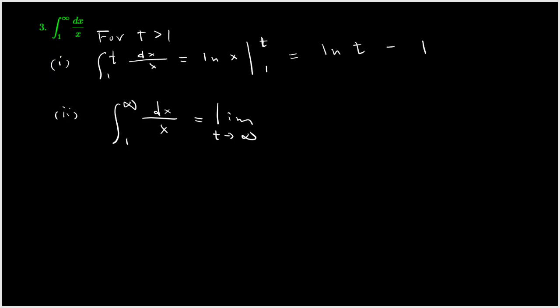Yeah, natural log of 1. Natural log of 1 is equal to 0, of course. So the answer to the first step is natural log of t. I think Chad told me that. Okay. And then you take the limit as t approaches infinity of the function, natural log of t, right?